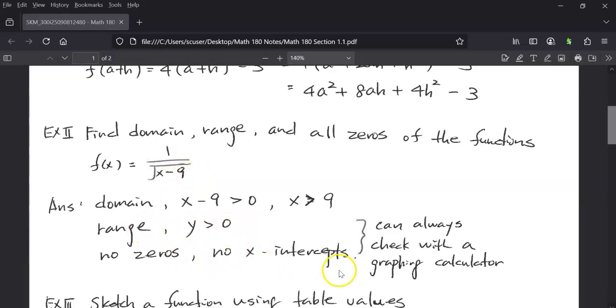Now, any of these things could easily be checked with the graphing calculator. If you check, the graphing calculator will also tell you where all the x-intercepts are. Okay, in this case, we have no x-intercepts.